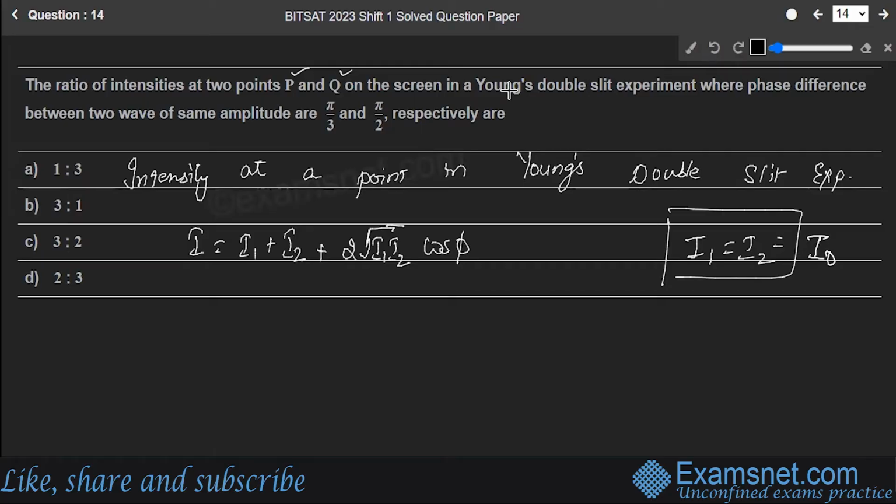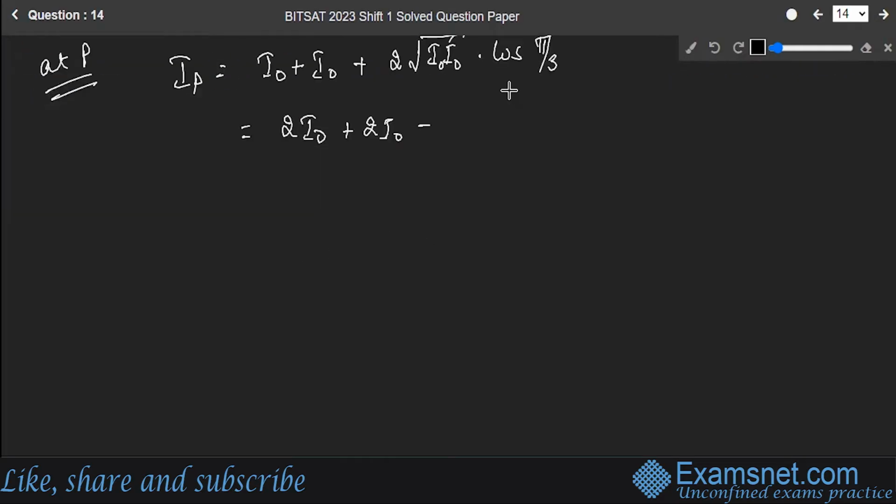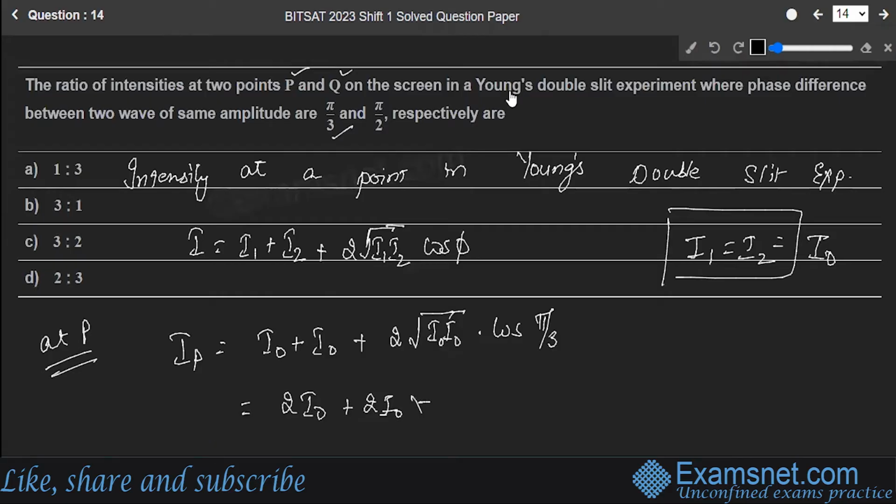All right. So at the point P, IP will be equal to I0 plus I0 plus 2 I0 into cos pi by 3. So this is equal to 2 I0 plus 2 I0 into cos pi by 3, which is cos 60. This is root 3 by 2. No, sorry, this is 1 by 2. That is for sine.